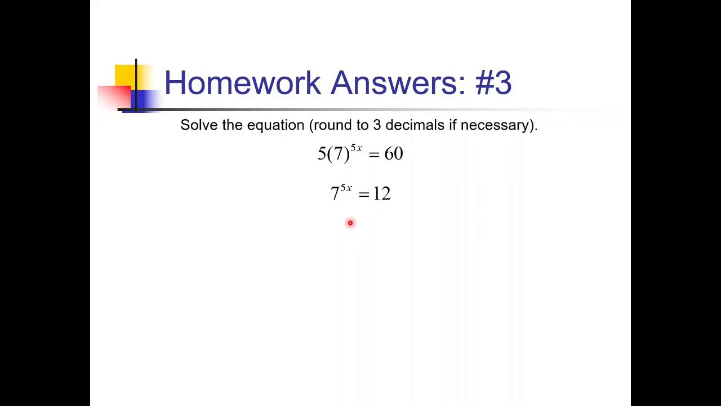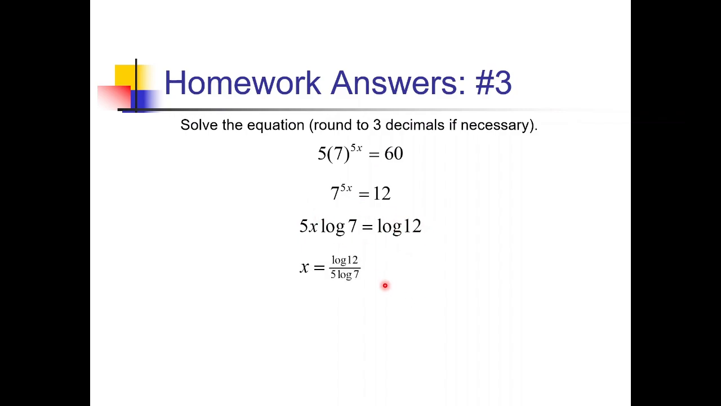Using my pop-out rule, that's going to give me 5x log of 7 on the left and log of 12 on the right side. And then to get x by itself, I have to divide by 5 and log of 7. So this is going to end up being log of 12 over 5 log 7.